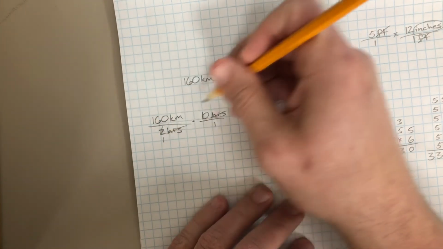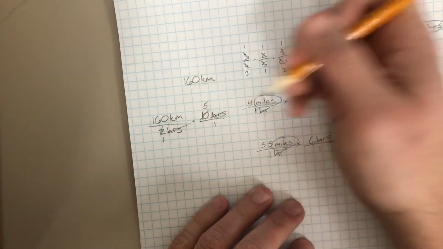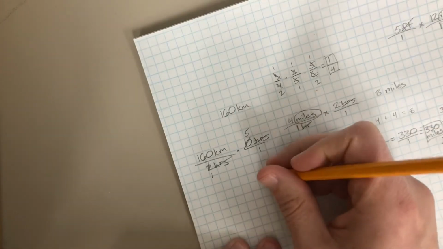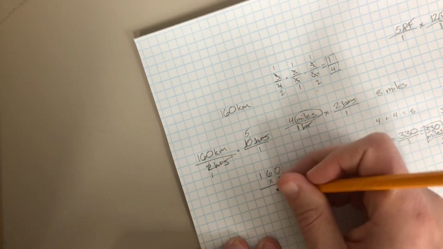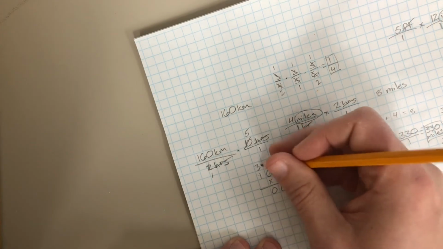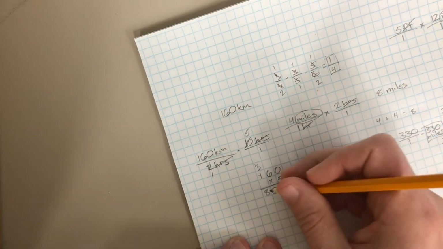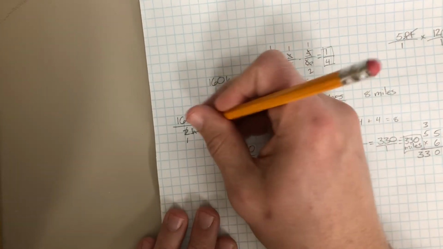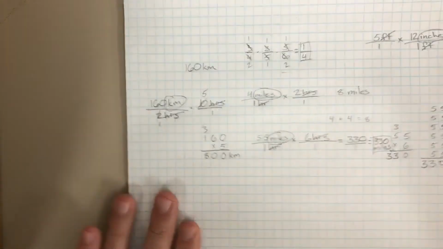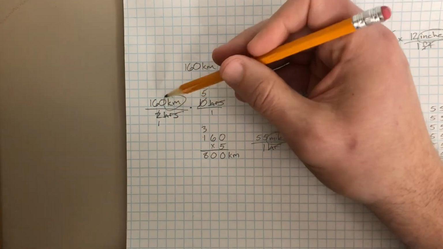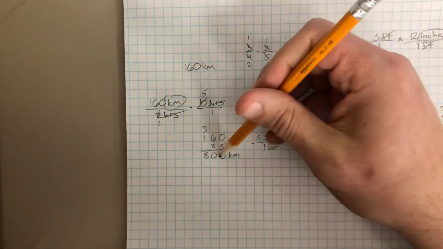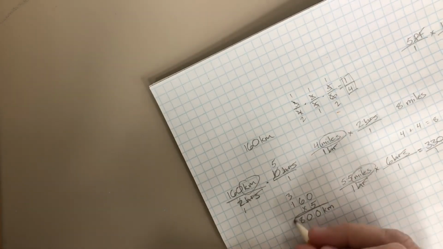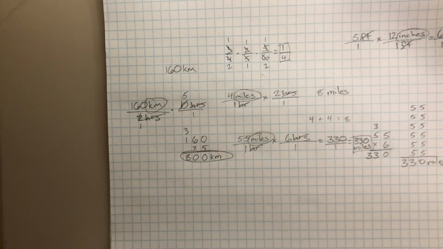2 goes in here 1 time, 2 goes in here 5 times. So now I have 160 times 5. 5 times 0 is 0, 5 times 6 is 30, and 5 times 1 is 5, 6, 7, 8. So we'd have 800, and our label is kilometers. Okay, so if we're traveling at a speed of 160 kilometers in every 2 hours, and we're going for a total of 10 hours, we would have traveled a total of 800 kilometers. That's it. Your assignment is 1 through 30 evens.